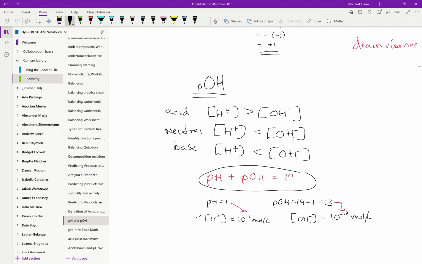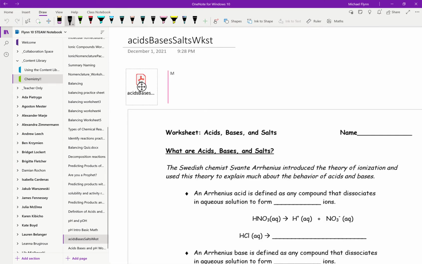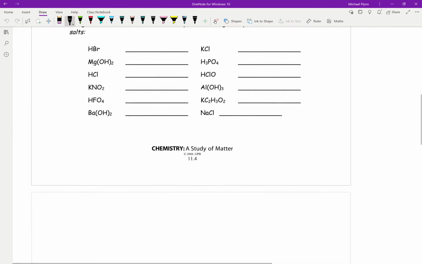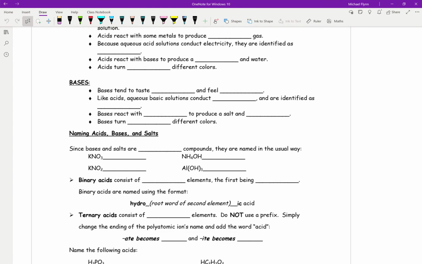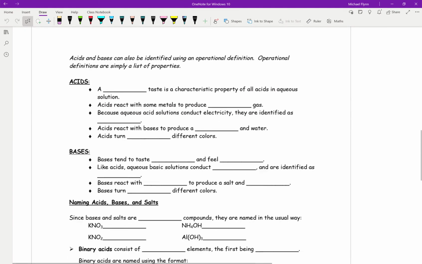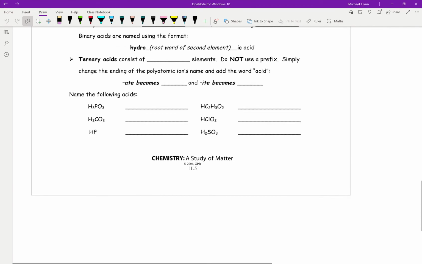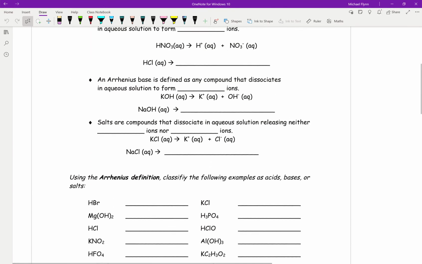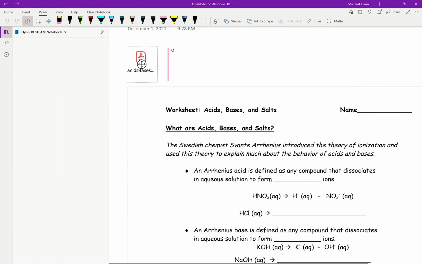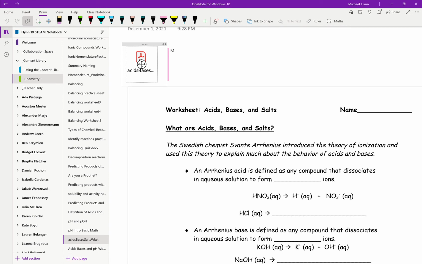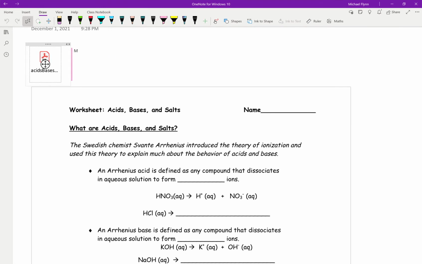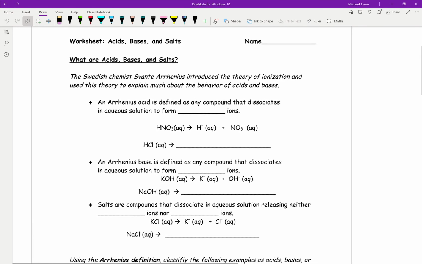So last week I gave you a worksheet on acids, bases, and salts. I don't know if I gave you this one, to be honest. Did I give you this? Let's see. All right, this is just a summary. I think we'll do this together tomorrow. So yeah, you can take a look at that if you want. Actually, here, since you have nothing to do today, I'll give this as a little assignment.